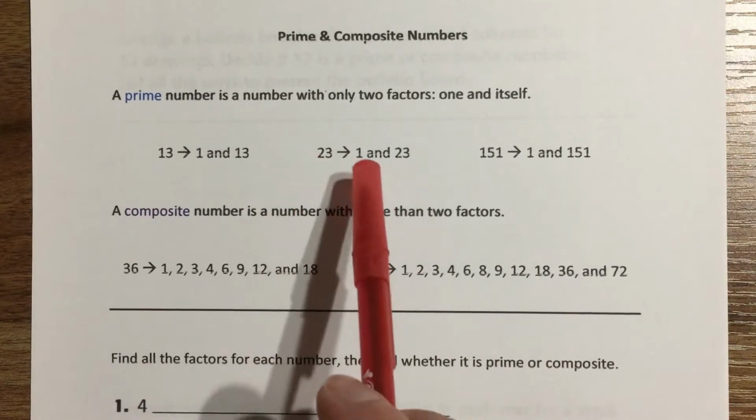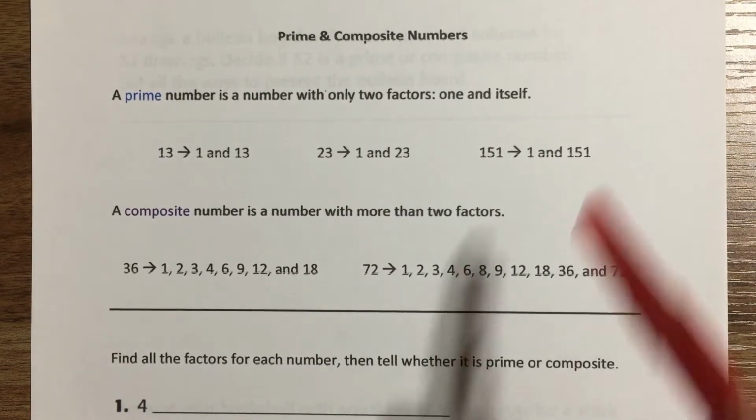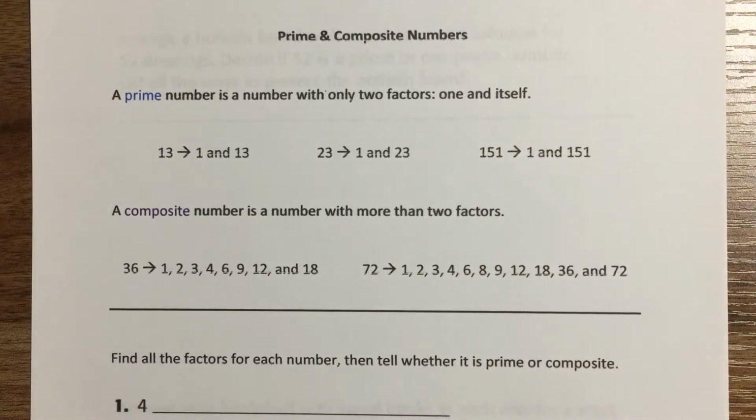23 is a prime number. It only has 1 times 23. You can't multiply any other two whole numbers together to get that number, 23. And 151, okay? A really big number. You can only multiply 1 and 151 together to get 151. Nothing else, no other whole numbers multiply together to get that number 151.